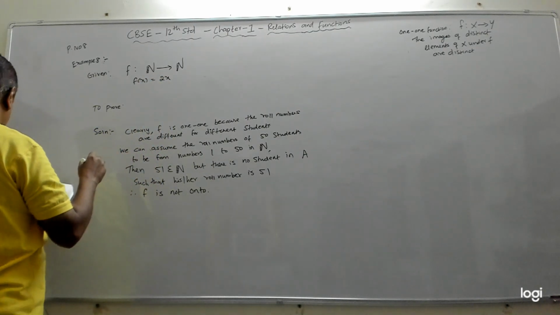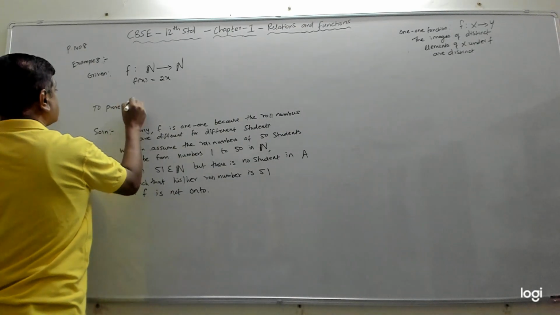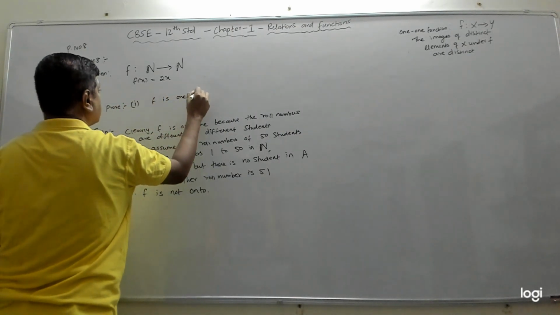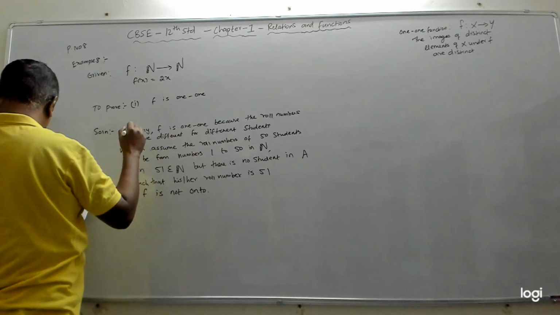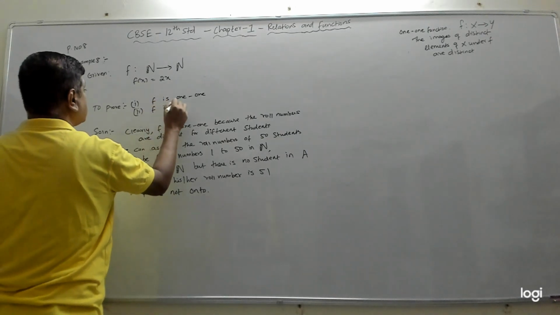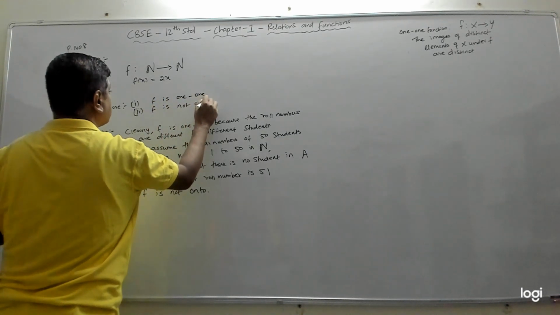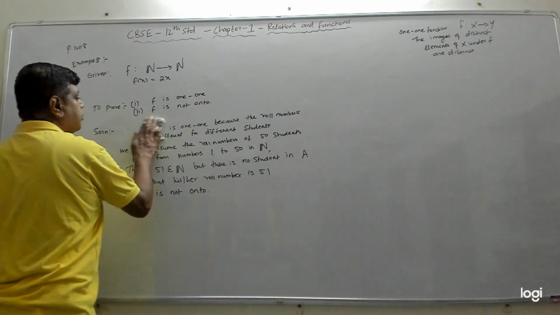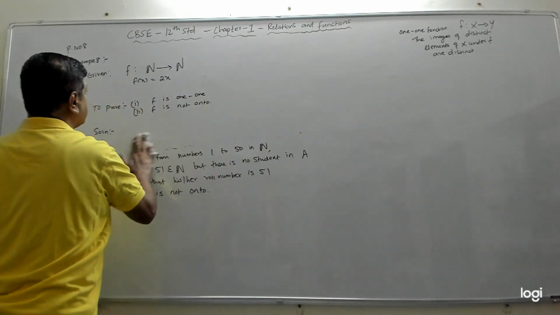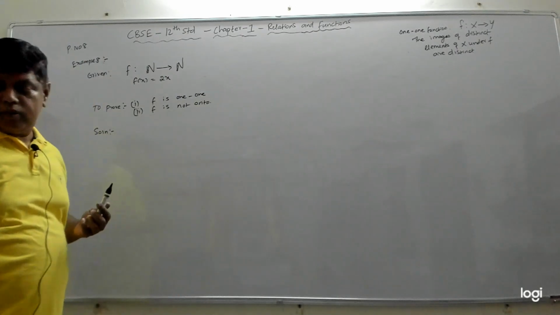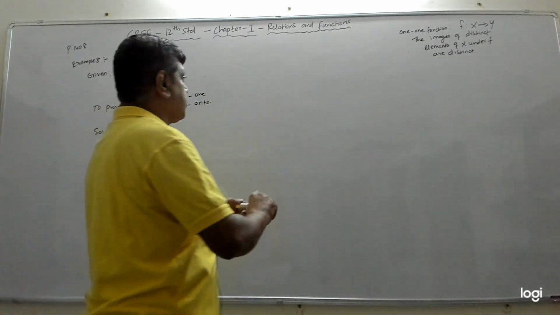And what we have to show is, first we have to show that f is 1 to 1, and then we have to show f is not onto. f is not onto. We have to show that f is 1 to 1, then we have to show f is not onto. Now how do we show that? Now let's try to understand again the function, how it is.